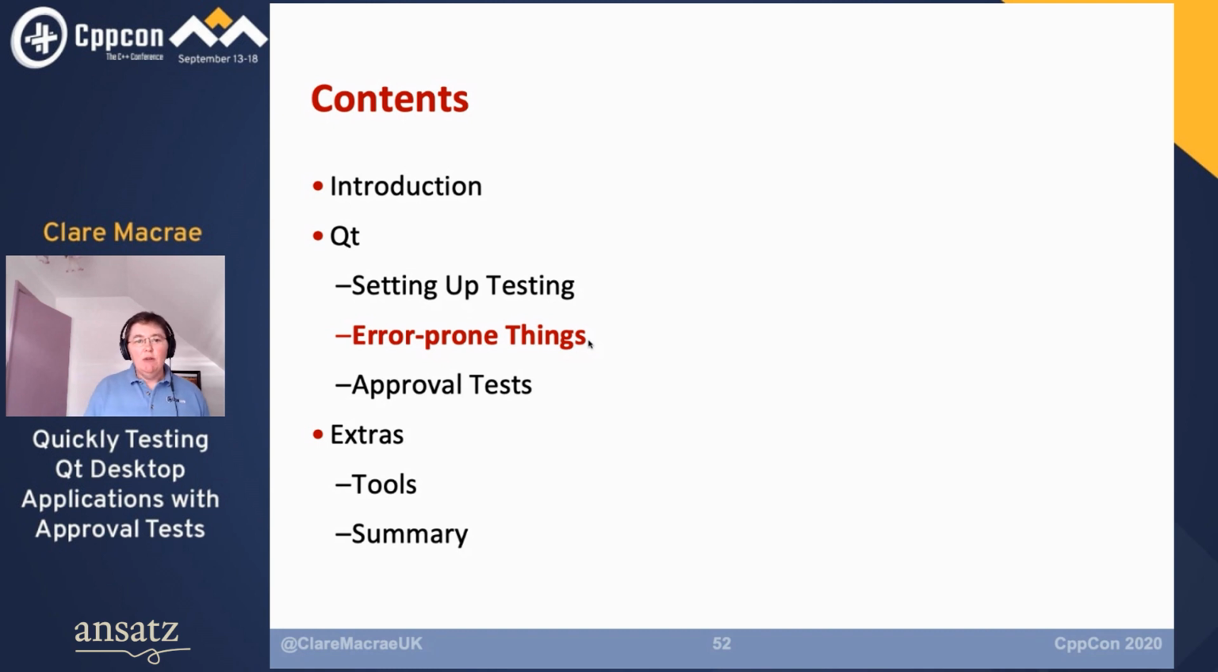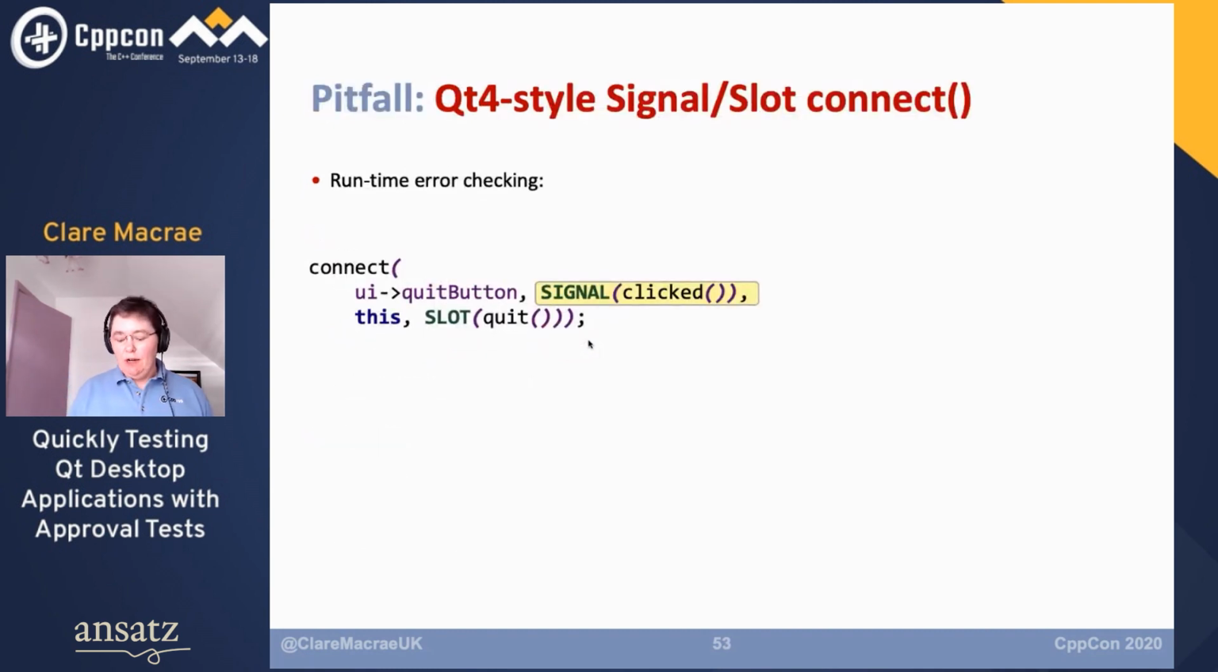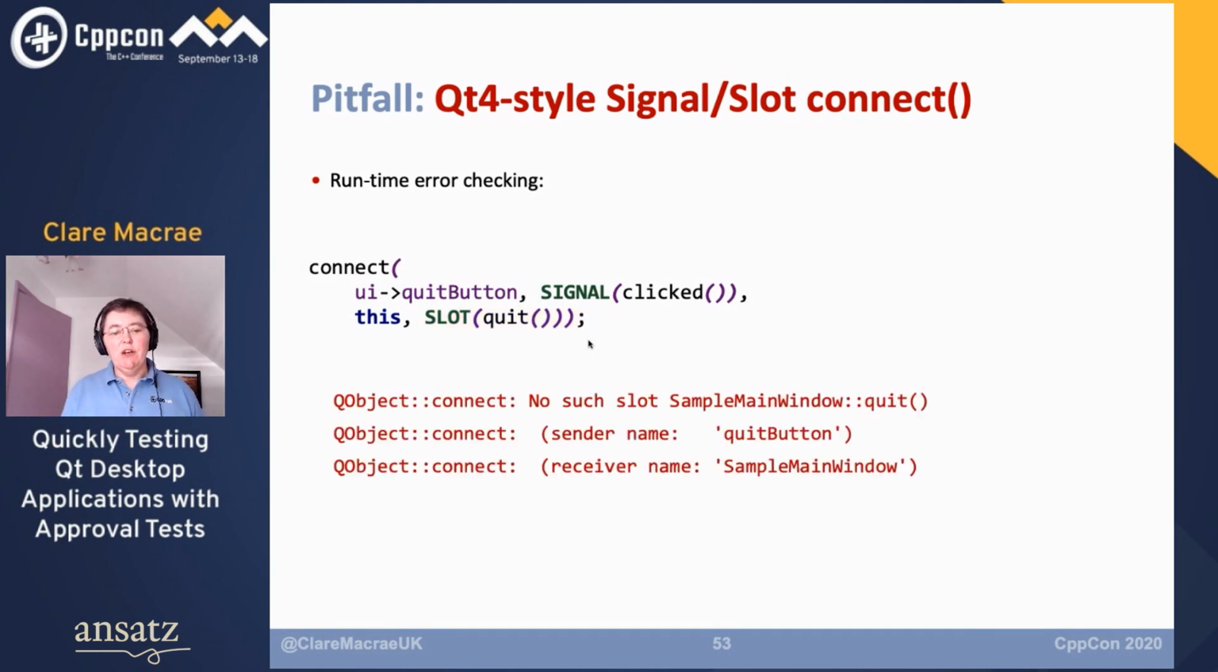There are a few things I wanted to flag up as things which are error-prone and things to specifically look out for and test. So I touched on this previously. If you are using Qt 4, or you're working in Qt 5 on code that was written in Qt 4 earlier, your signal slot connections will look like this. They use a SIGNAL macro and then a SLOT macro. And the code behind the scenes is string-based and only checked at runtime.